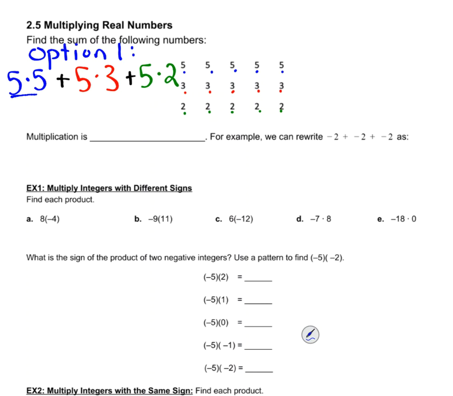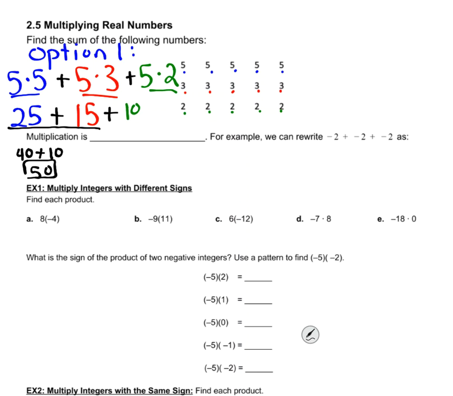So 5 times 5, that becomes 25. Notice that we're doing the multiplication first because of PEMDAS. Adding that to 5 times 3, that becomes 15. And that last piece of multiplication here, 5 times 2 is 10. So now we have 25 plus 15 plus 10. All in all, 25 plus 15 is going to be 40, plus 10 is going to be 50 as our final answer.